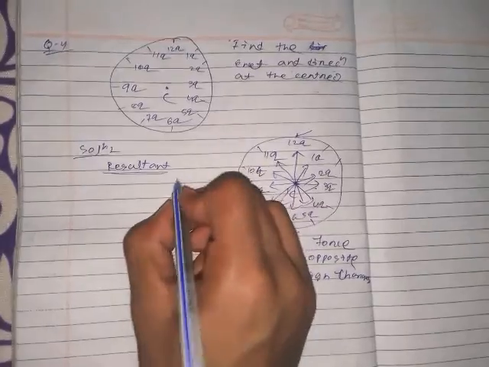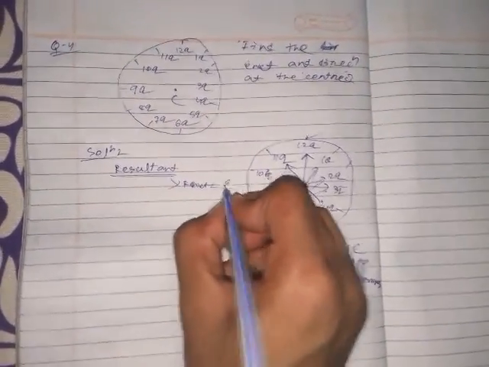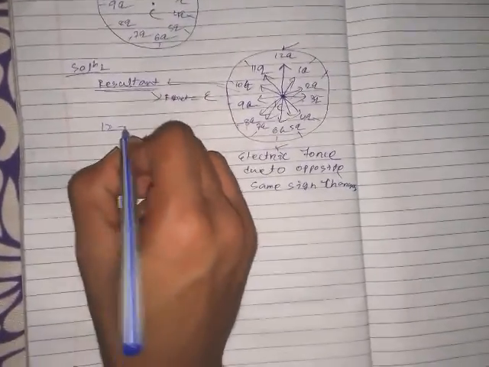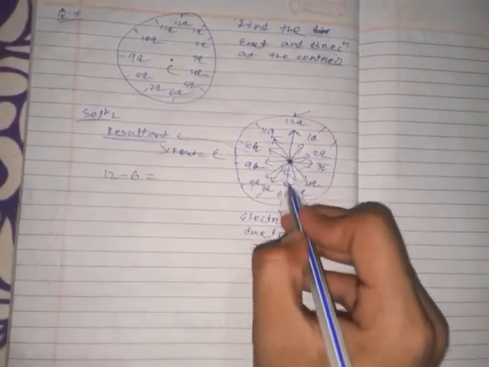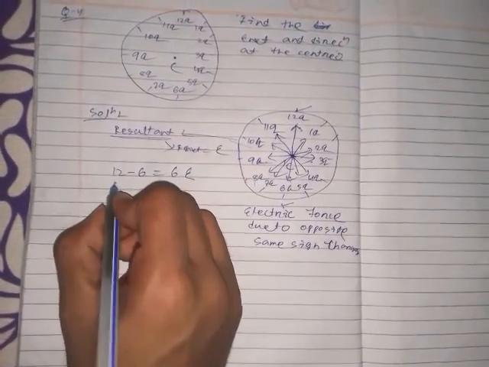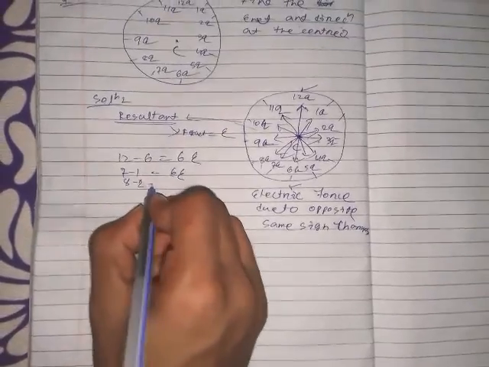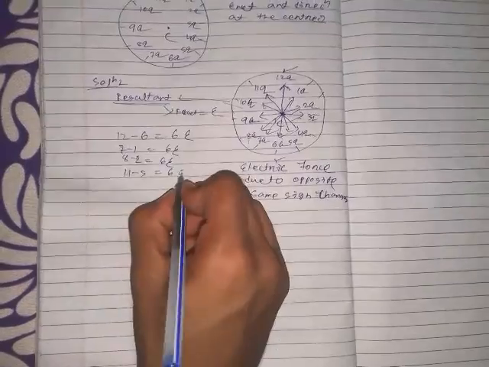Then the resultant electric force, F net, is equal to E. Here we take the differences: 12 minus 6 gives 6E, since those are opposite and same sign forces. 7 minus 1 gives 6E, 8 minus 2 gives 6E, 11 minus 5 gives 6E.